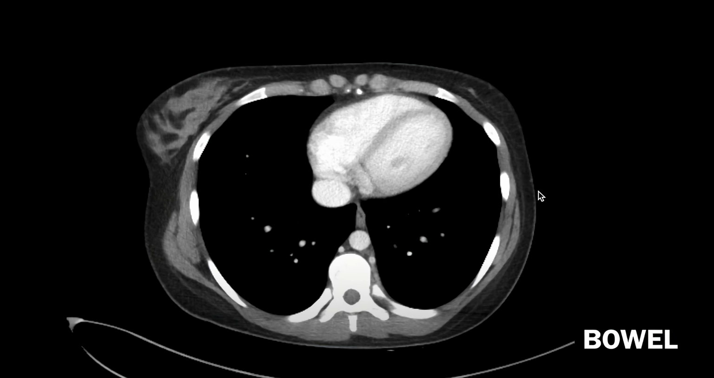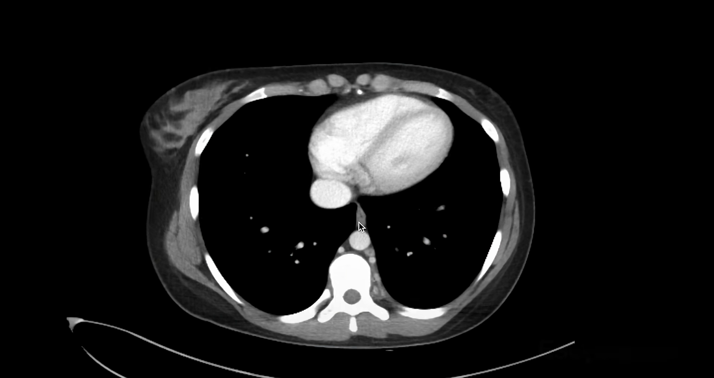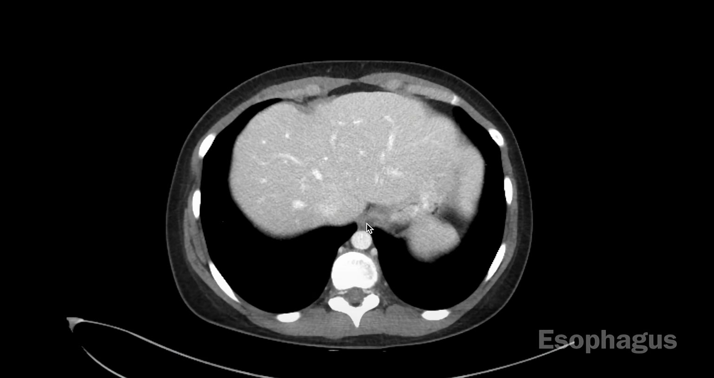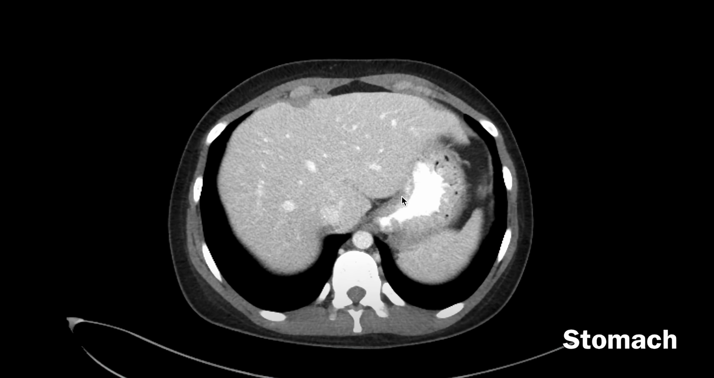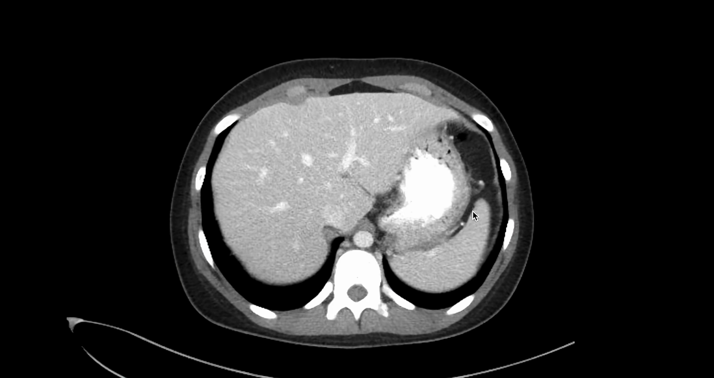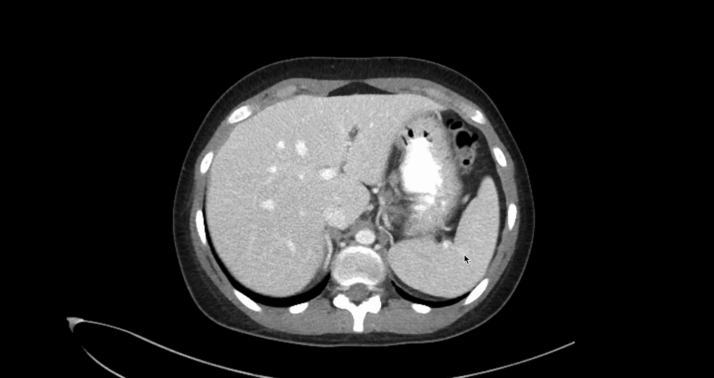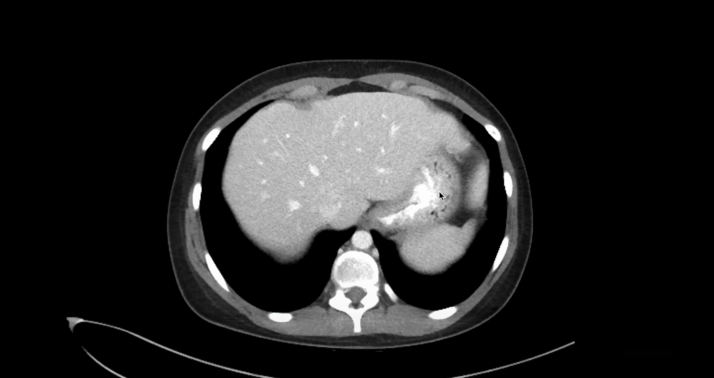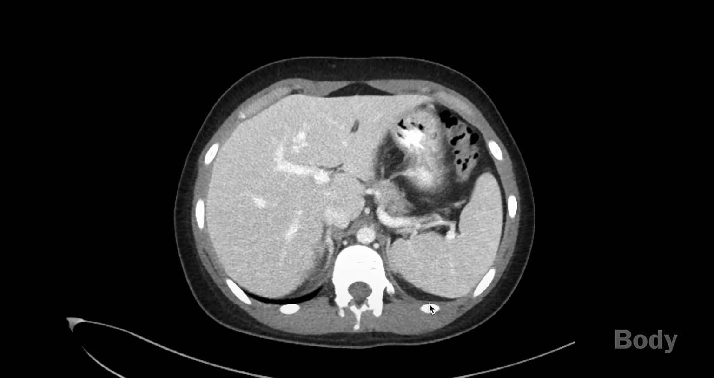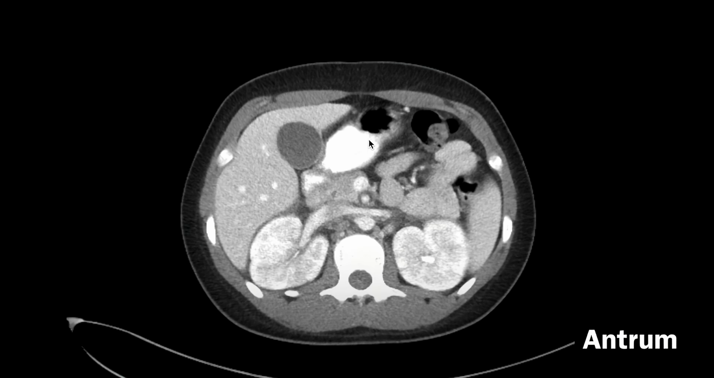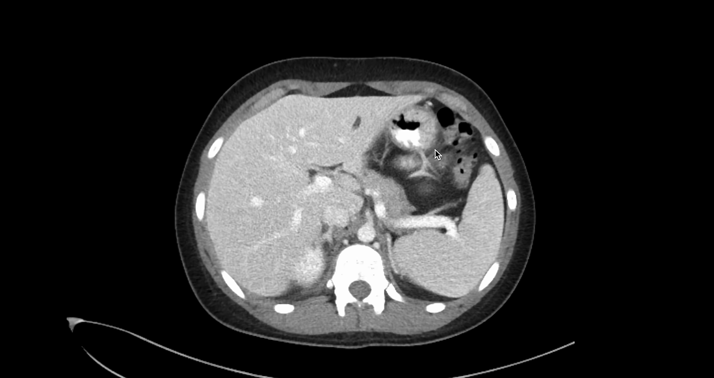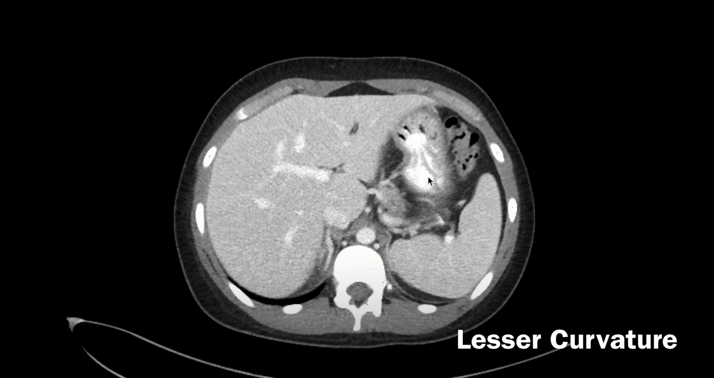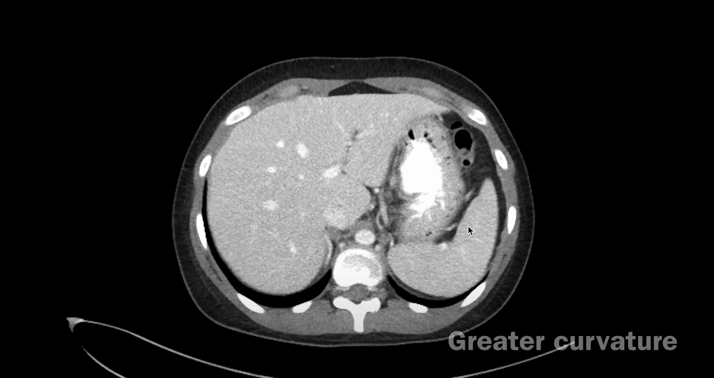Okay, next we're going to go through the bowel anatomy, starting at the esophagus here in the chest. As I scroll down here, we have the GE junction, the gastroesophageal junction, where the esophagus joins the stomach below the diaphragm. So this is the stomach here. It's filled with oral contrast. This patient had oral contrast. The stomach can be separated into the fundus, which is superior here, the body centrally, and distally the antrum. You should also know that the medial aspect here is called the lesser curvature, and this side over here is called the greater curvature.